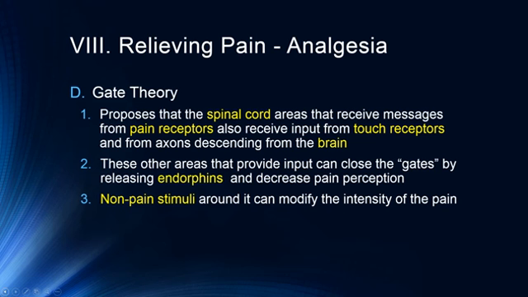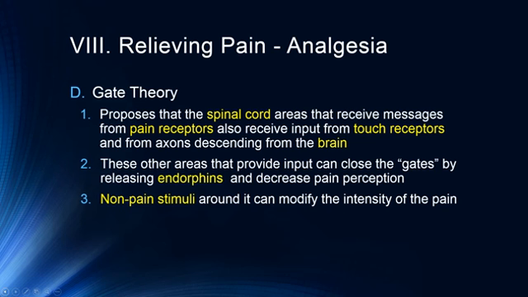There's clearly a way in which pain can be blocked from the brain down. And this is what we call gate theory. This proposes that the spinal cord areas that receive messages from pain receptors also receive input from touch receptors and other axons descending from the brain. So we know, for example, that if you activate touch receptors in nearby areas to where an injury is, you can actually reduce the intensity of the pain from the actual injury. So sort of rubbing, touching somewhere near an injury can actually reduce the pain of a particular injury.